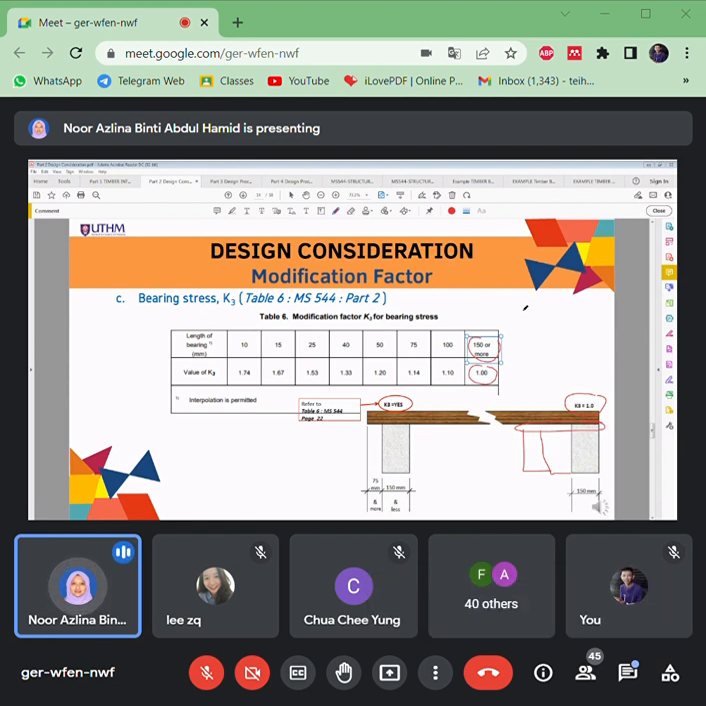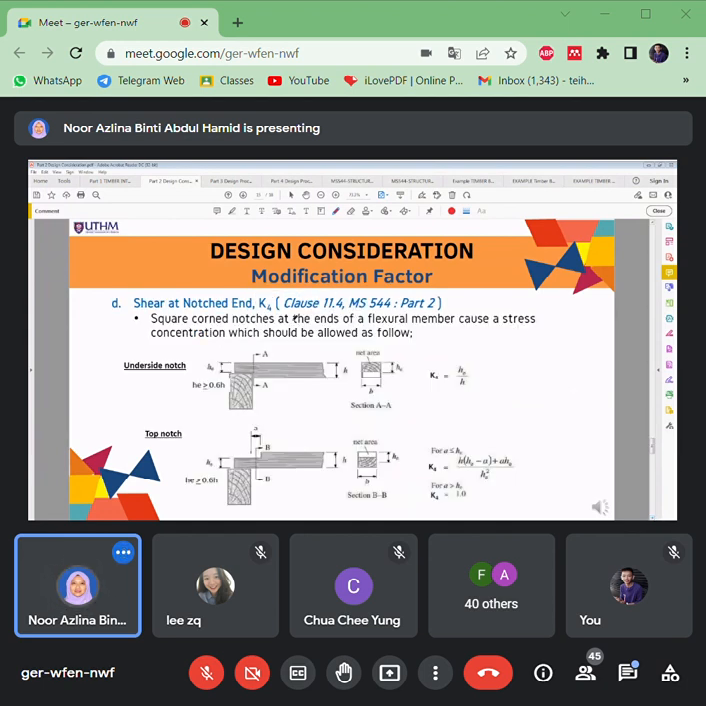So that means you have to refer to the bearing length: do you use this table 6, or just K3 is equal to 1? Then we go for another K, which is K4. If the timber has a notch, K4 applies; if there is no notch, just K4 is equal to 1.